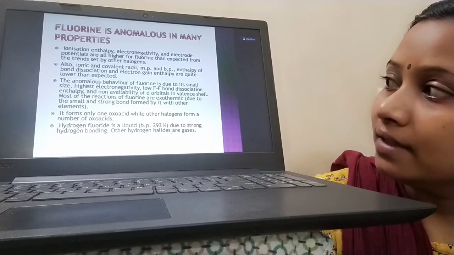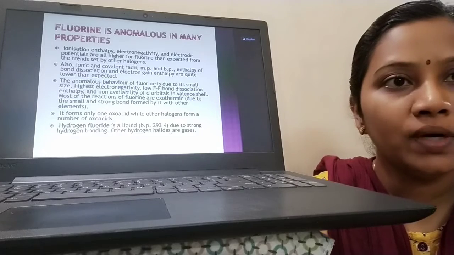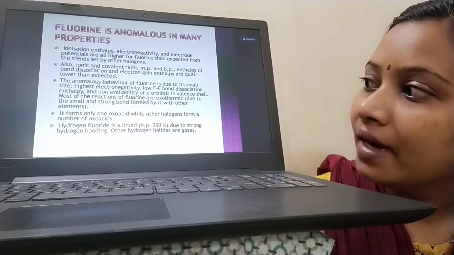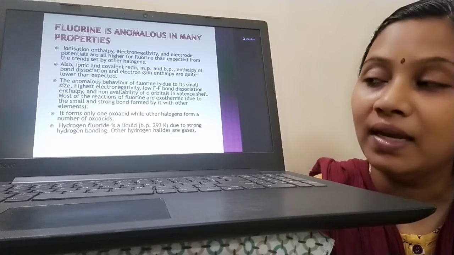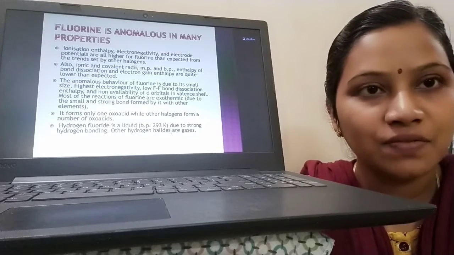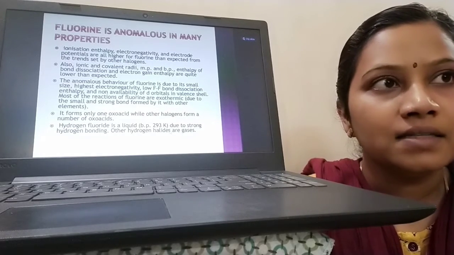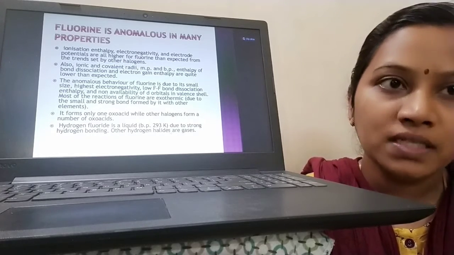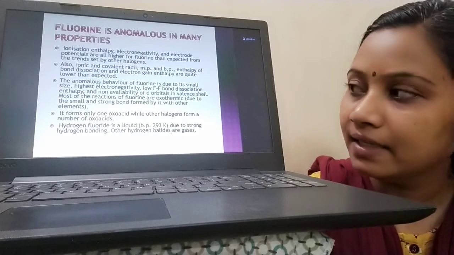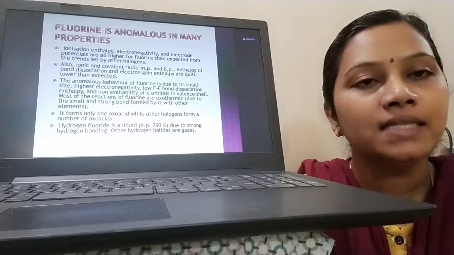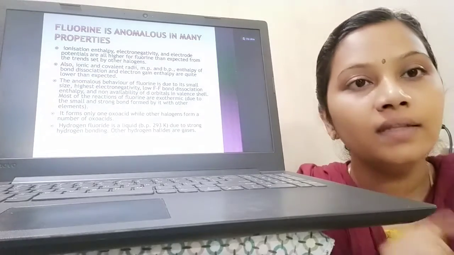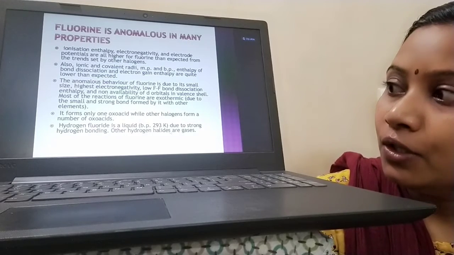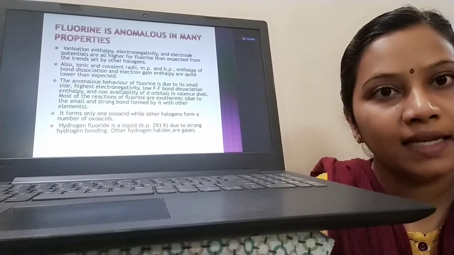Now, moving to the other reactions, most of the reactions of fluorine are exothermic, while with other halogens they are endothermic reactions. And it forms only one oxo acid, while other halogens are able to form a number of oxo acids, which we have discussed in the first slide. That is, sulfurous, sulfuric acid, then peroxidisulfuric acid, thionic acid, like that. So fluorine alone is able to form only one oxo acid, while all other elements are able to form more oxo acids. Now, hydrogen fluoride is a liquid due to strong hydrogen bonding, while all other hydrogen halides are gases.